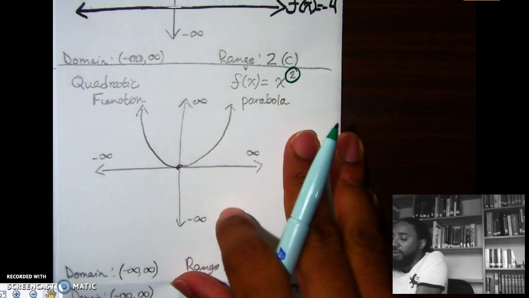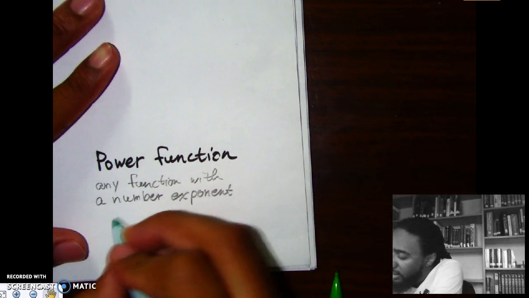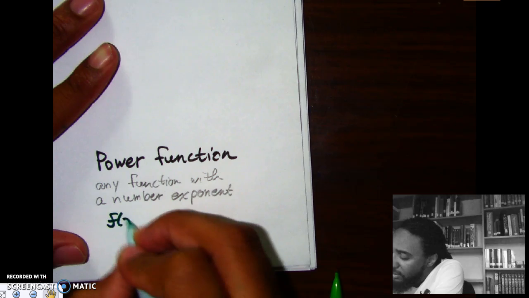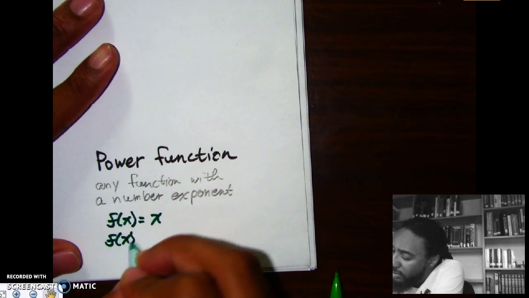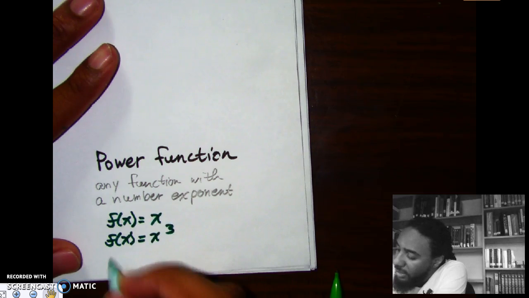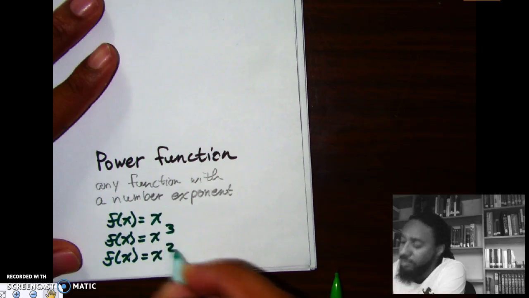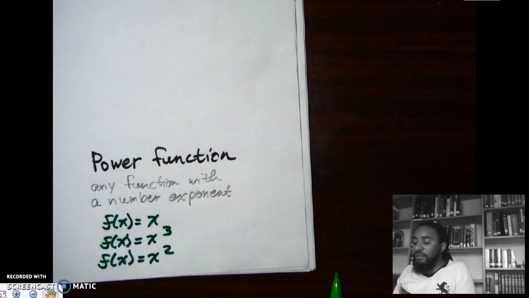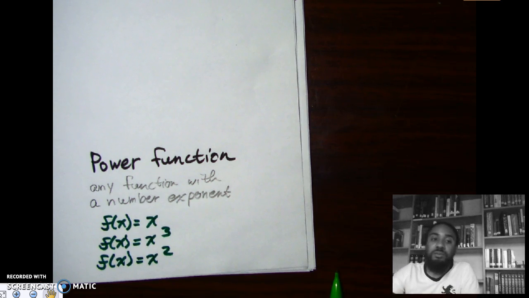So for our power functions here, these are functions like f of x equals x, f of x equals x cubed, and f of x equals x squared. So those are the power functions that we have in this foldable. Those are the only ones that you can do. So if I say, give me a power function, those are the only ones you can do. All right. So now it's transformations.